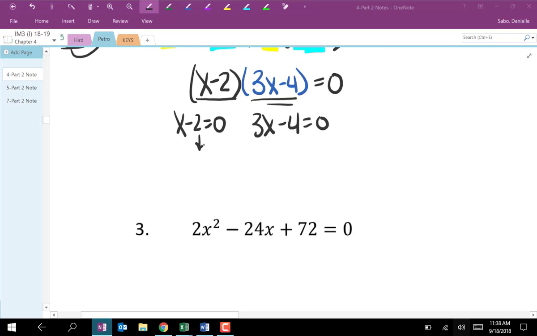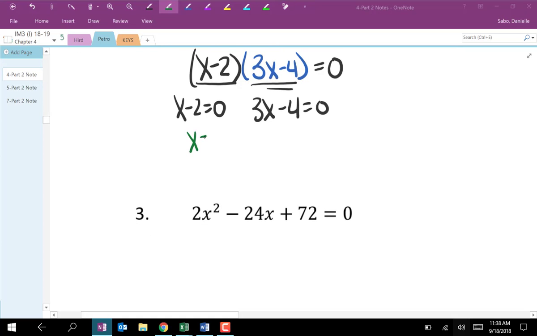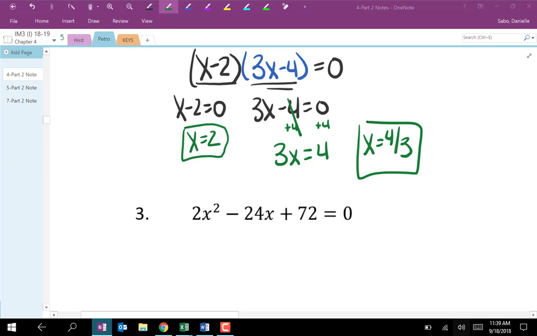What makes this guy equal to 0? What do I do to both sides? Add 2. So x equals 2 is my answer. Now this one, there's a couple more steps. We have to do two things. First, I have to add 4 to both sides. Gone. Yep. 3x equals 4, and then I have to divide by 3, so I get x equals 4 over 3. Okay.